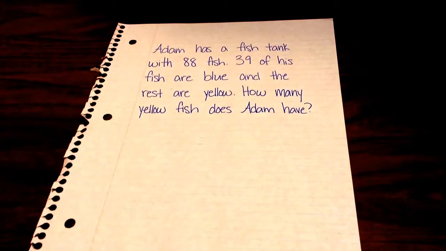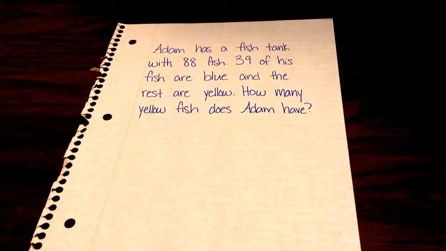Okay, today we are going to be looking at two math problems. These problems would be appropriate for the second grade, and the first problem reads, Adam has a fish tank with 88 fish. 39 of his fish are blue and the rest are yellow. How many yellow fish does Adam have?